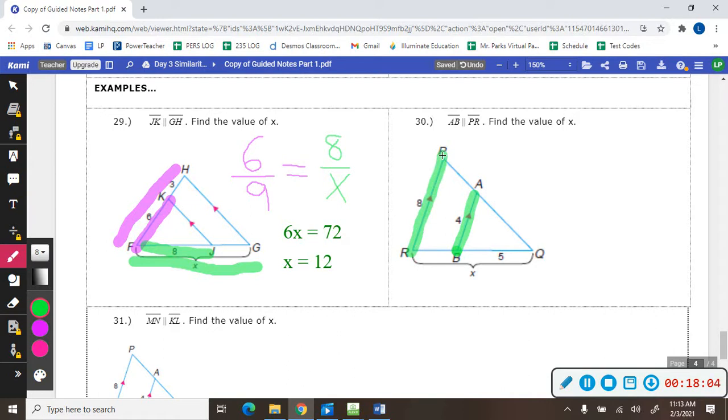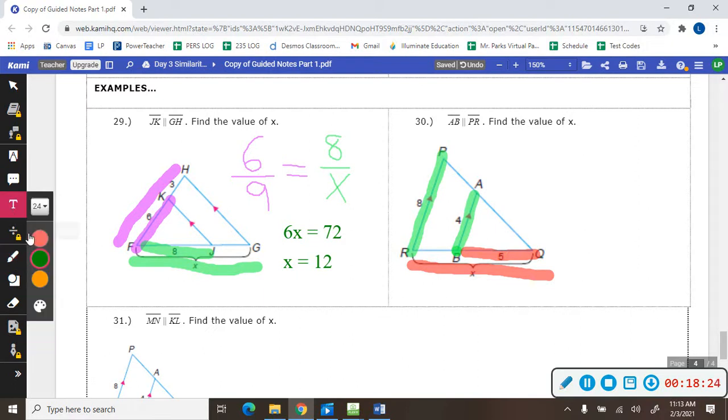I'm actually going to just do this one in my head because 8 divided by 4 is 2. Or I could say 4 times 2 is 8. So that should be proportional to 5 and x. So if 4 times 2 is 8, I also need to take 5 times 2. So then I get x is 10. So this one was actually easier.